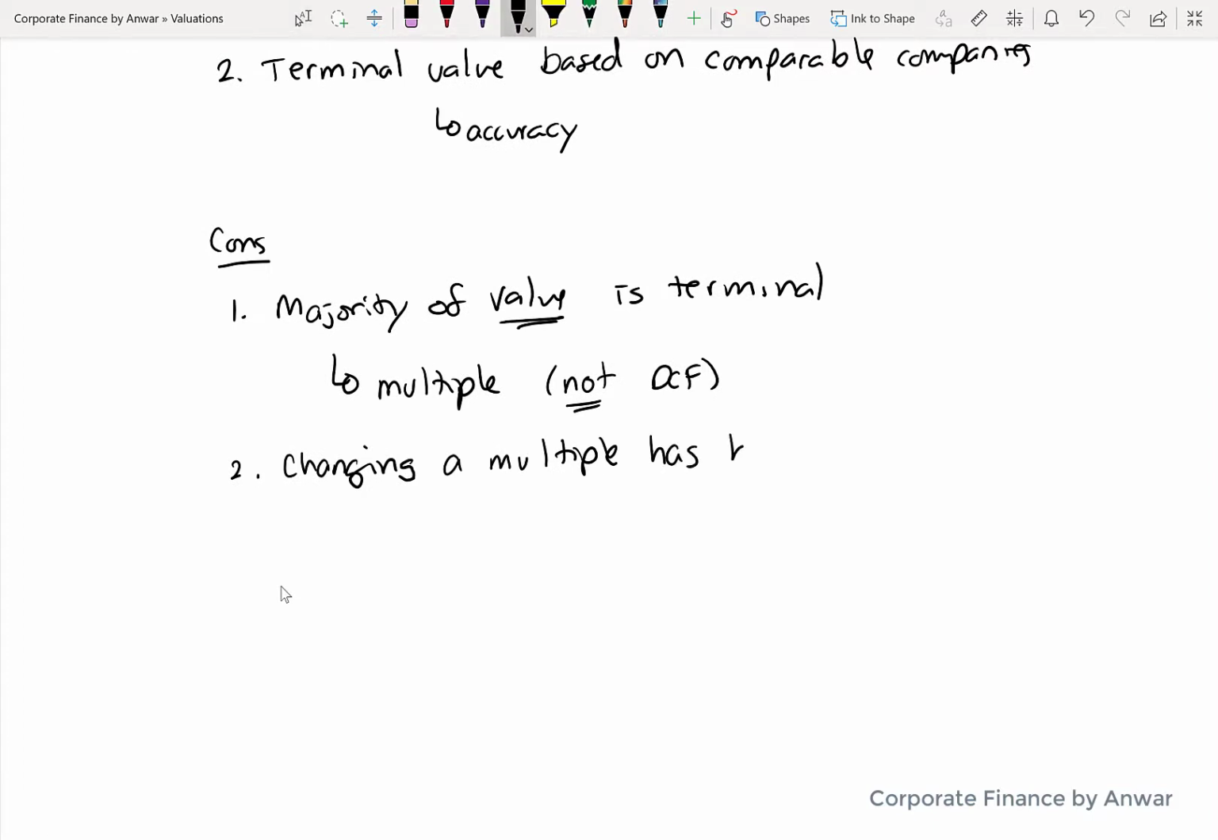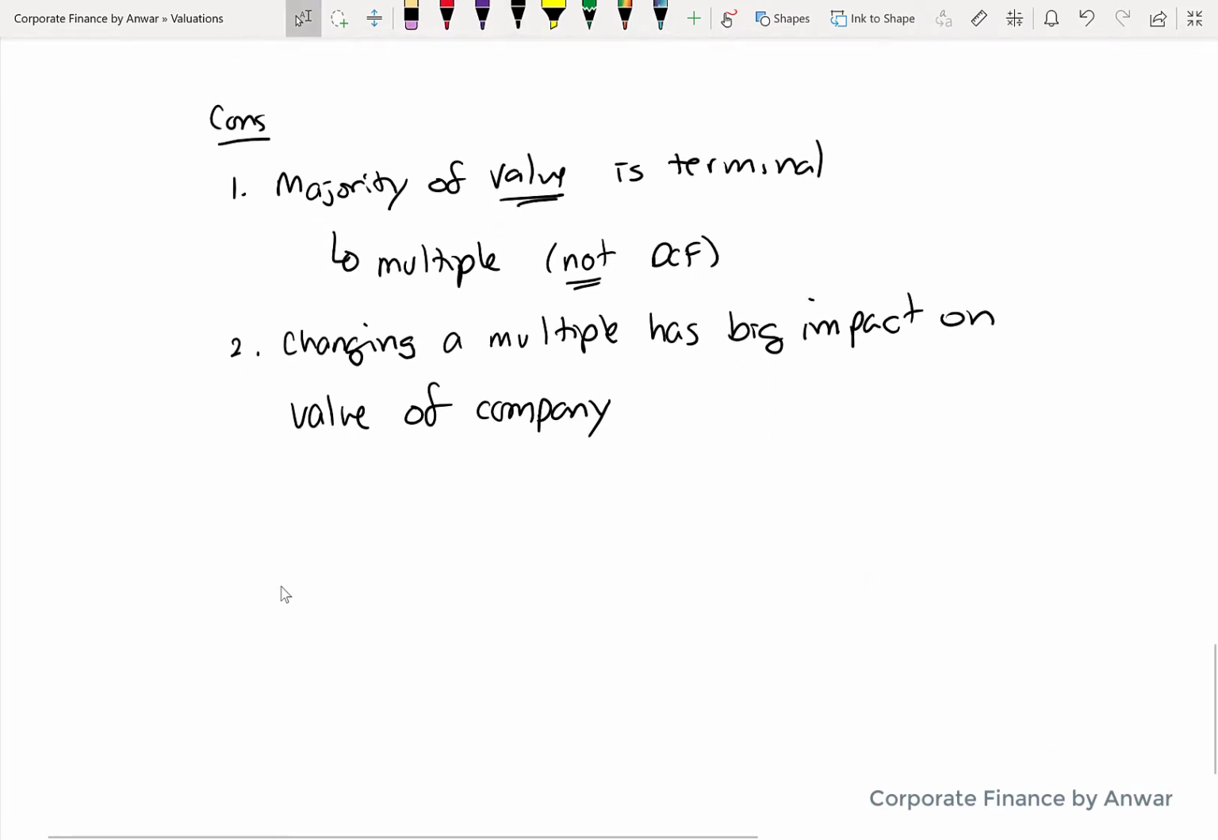And as a result, changing the multiple, even by a slight amount, if I change it from 5 to 6, it'll have a big impact on the complete value of the company. So essentially, the level of accuracy is lower. You'd have to do it as a range, and it's not giving you the amount of accuracy that you would expect out of going through all that extra work to do a discounted cash flow, when you could have just done it using a multiples approach and come up with something very similar.